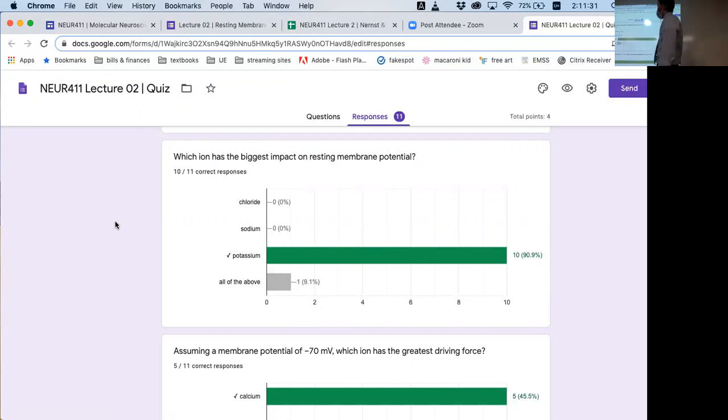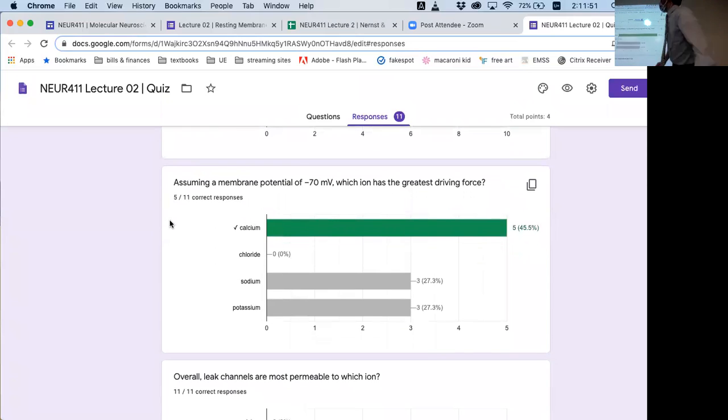You might be tempted to pick chloride, but no one did. Why would I think you'd be tempted to pick chloride? There you go. Common mistake. It's not the case here.